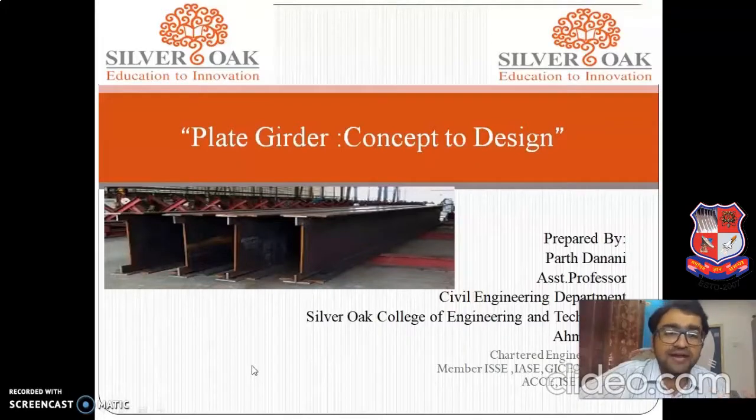As per the UGC guidelines, now it is mandatory to conduct an examination for the semester 8 students. So today I am here with the subject Design of Steel Structure, a very important subject for semester 8 civil engineering students. In that, today my topic is plate girder from concept to design.